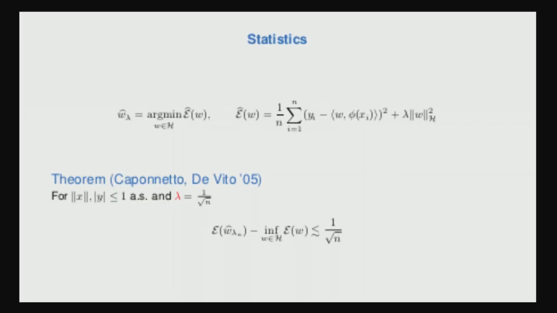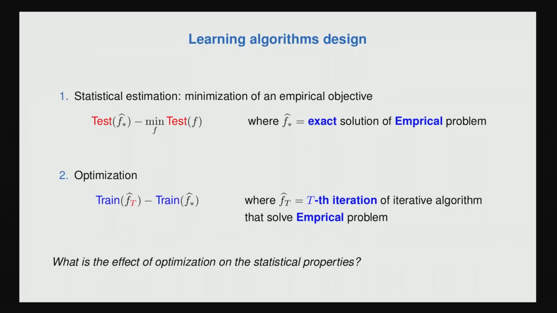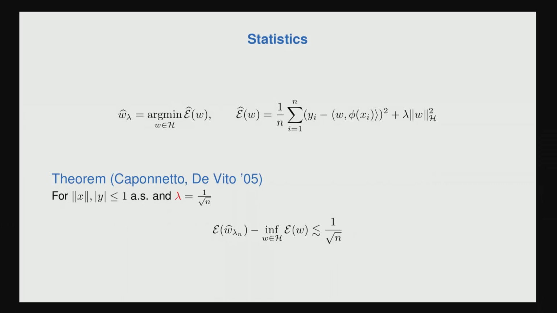Now, statistical machine learning people say that this quantity here, which is exactly what, sorry for the notation, here I called the test of f star minus the minimum of test f, can be controlled, under the least amount of assumptions, by a quantity that decreases with the number of points that I have. Usually the best rate that I can recover is 1 over square root of n.